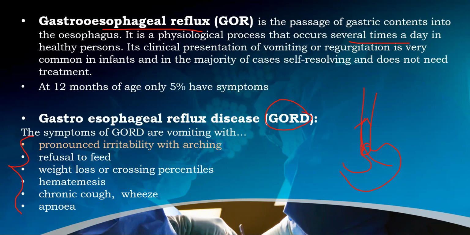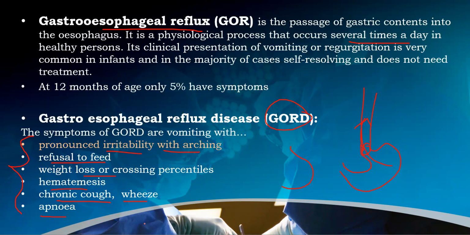So what are those? These are the questions you have to find out in your history. If there is pronounced irritability with arching of the back, refusal to feed, losing weight because of that, having hematemesis, chronic cough and wheezing episodes, and apneic episodes. If you get any of these features, then the diagnosis becomes gastroesophageal reflux disease.